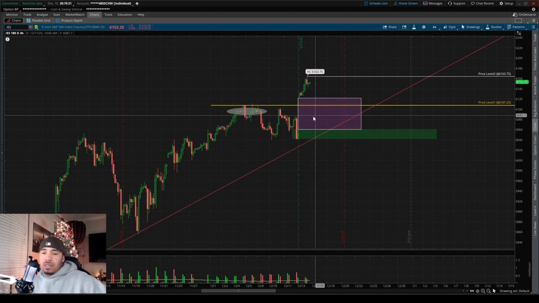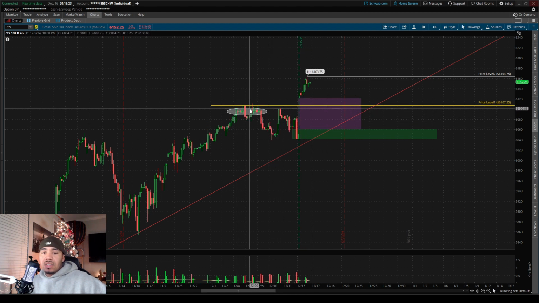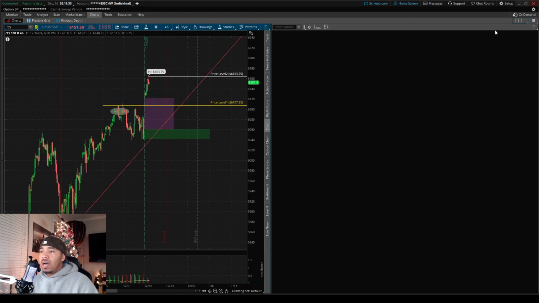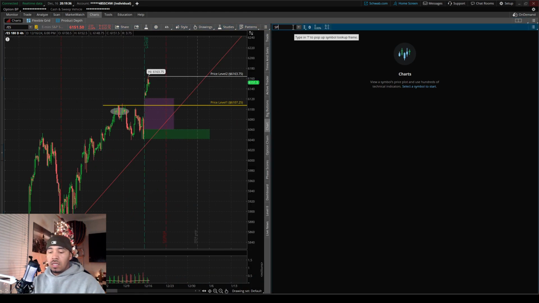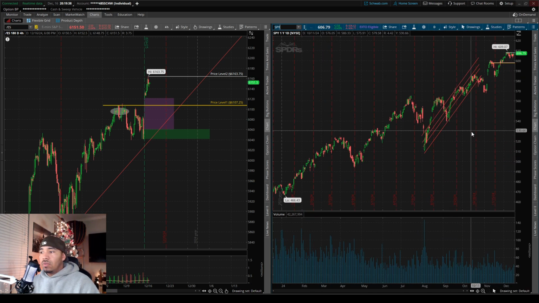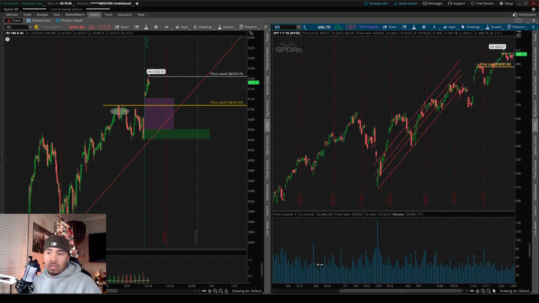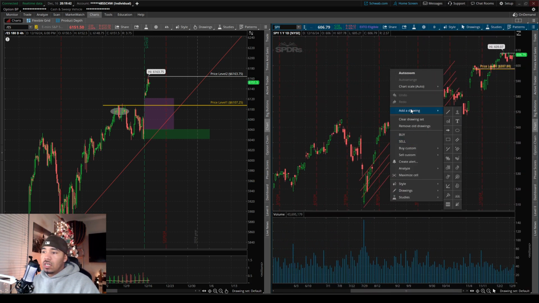we have a gap. So I really like that gap, but I just leave it on there just to get a clear understanding of what happened at this area right here. So now what I would do is I'll go over to SPY, right? All right, and I would chart it. So let's clear up the chart here.